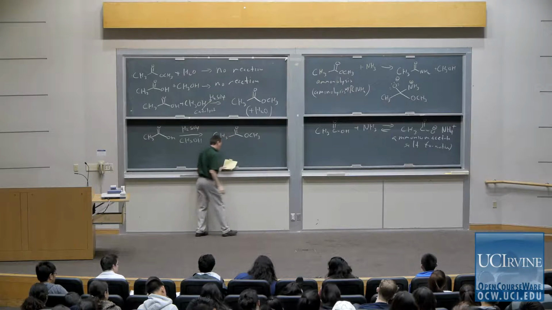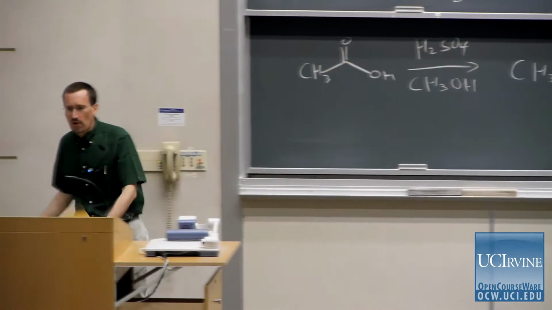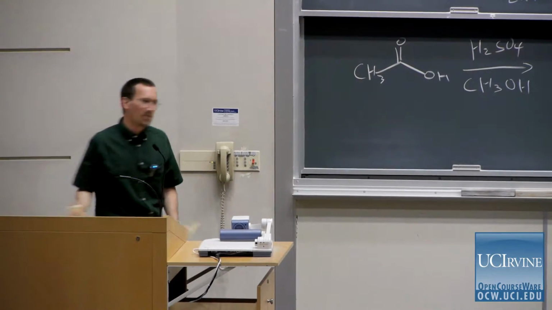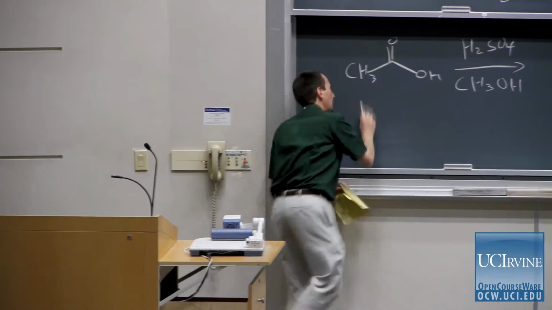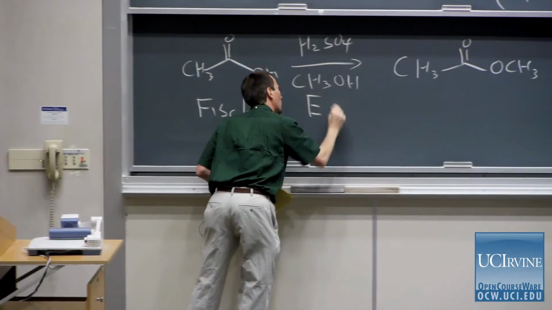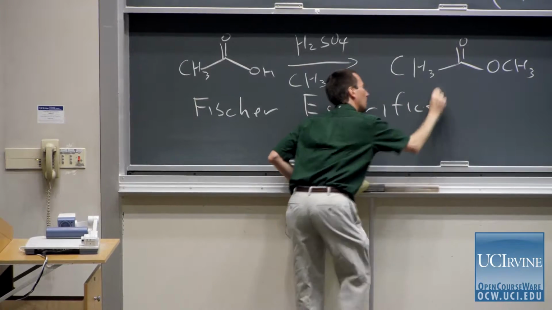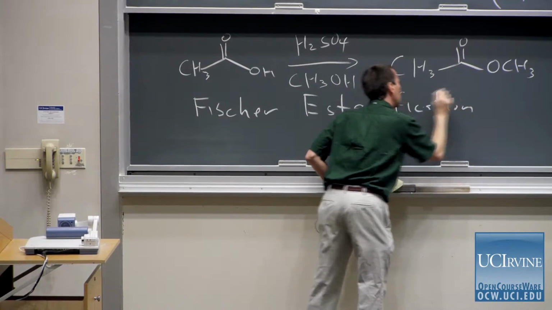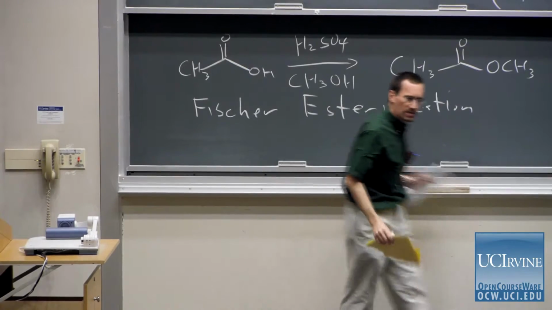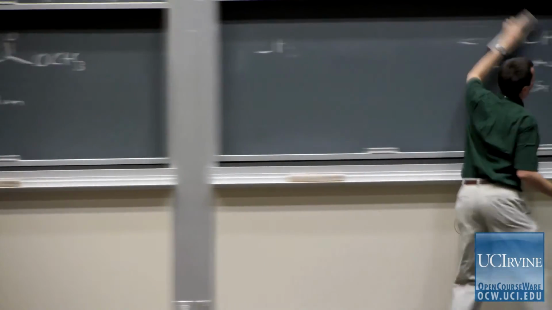And so here's our product of the reaction. Now, this reaction's been known for a long time. It was discovered or invented by Fischer, and so it's called a Fischer esterification. Sometimes people will use sulfuric acid for the reaction. Sometimes they'll use another strong mineral acid like hydrochloric acid.